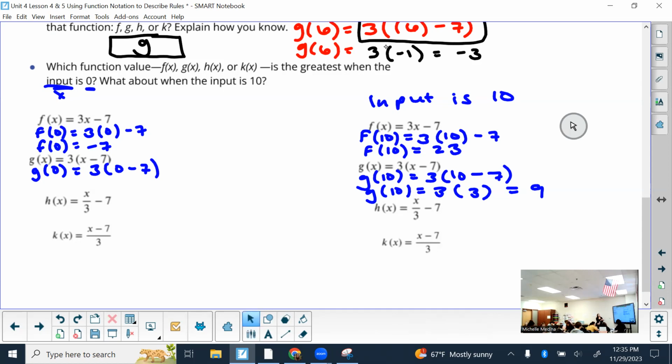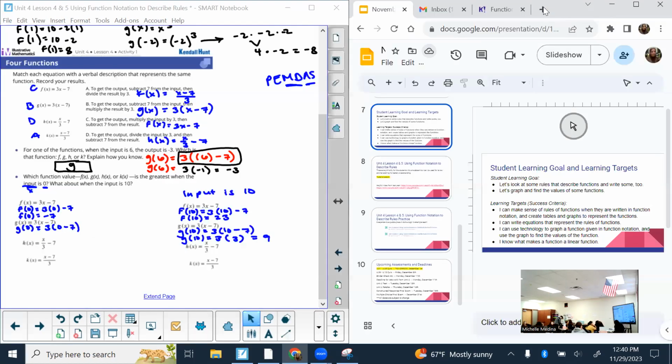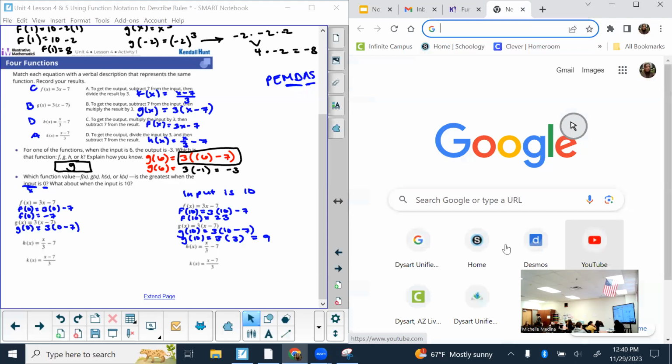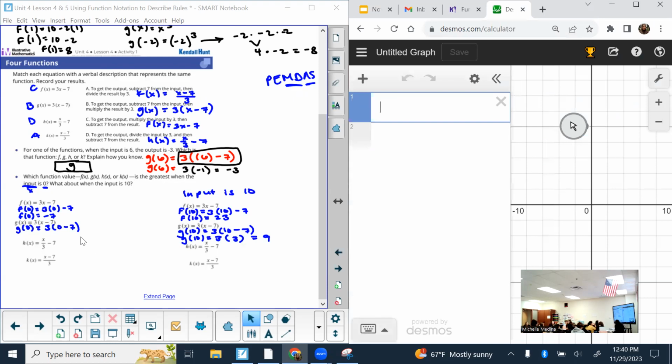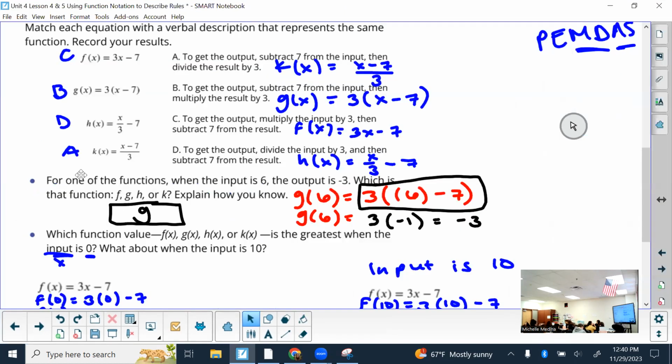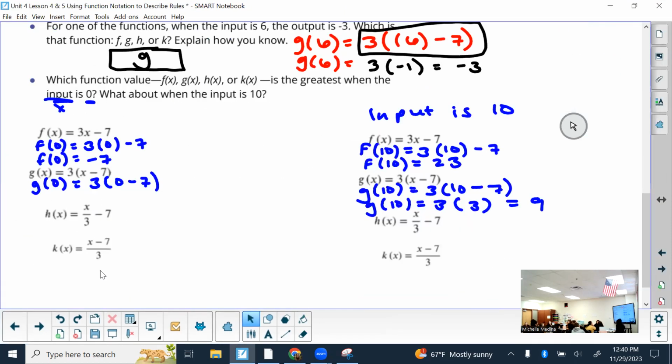But we're testing all of these. So we did some of them by hand. Let's also use a calculator too. For when the input is 0, what did you guys say? Like which function is the greatest when the input is 0? F of x, g of x, h of x, or k of x. Okay, so let's see if you're right. I still need to find the answers for G, H, and K when the input's 0, but we'll just see if you're right.